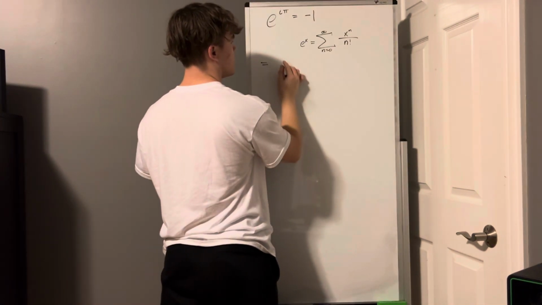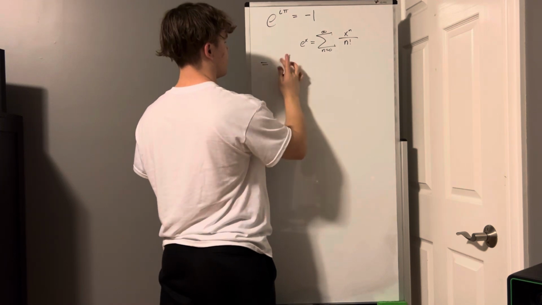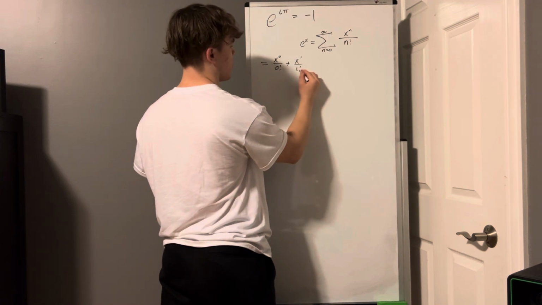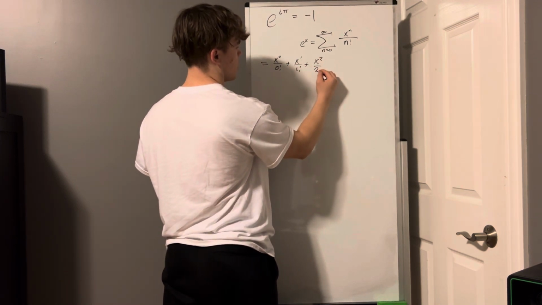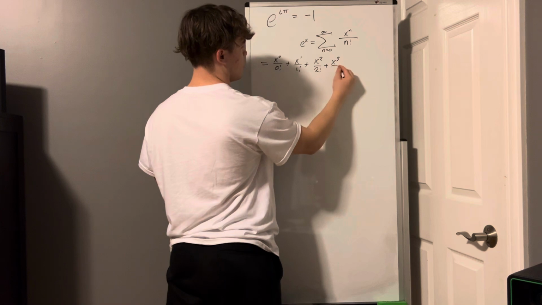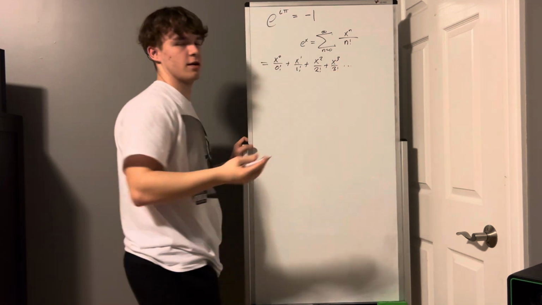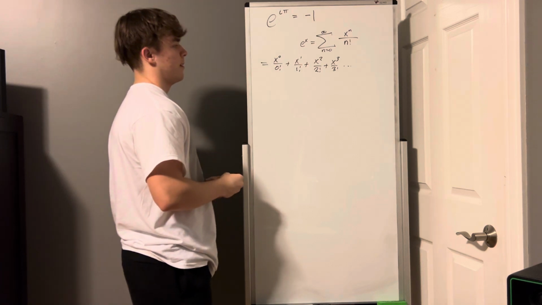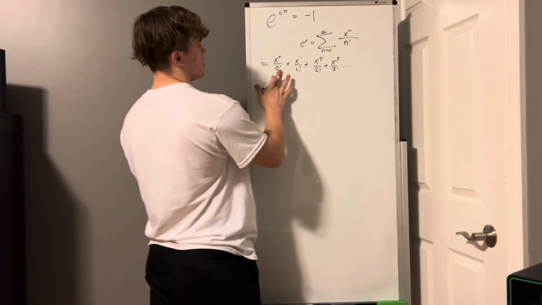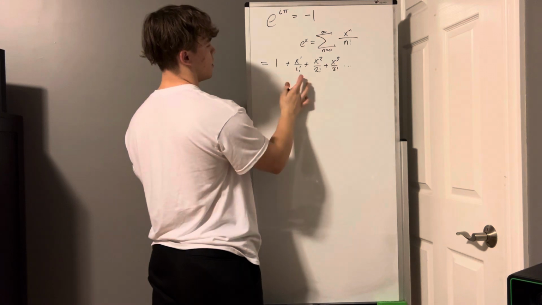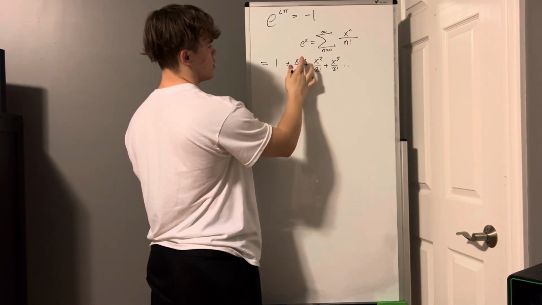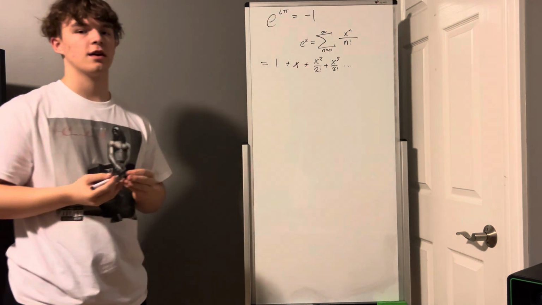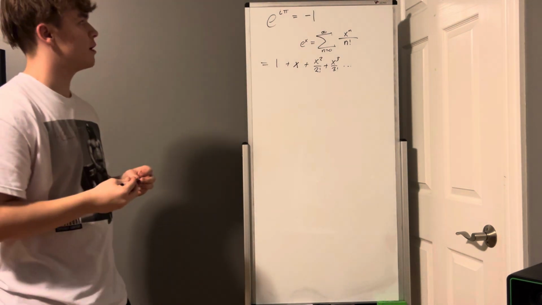This is just x to the 0 over 0 factorial plus x to the 1 over 1 factorial plus x squared over 2 factorial plus x cubed over 3 factorial, on and on until x to the infinity over infinity factorial. So we're going to simplify some of these terms. This is just 1. This is just x. And there is the Mclaurin series for e to the x.